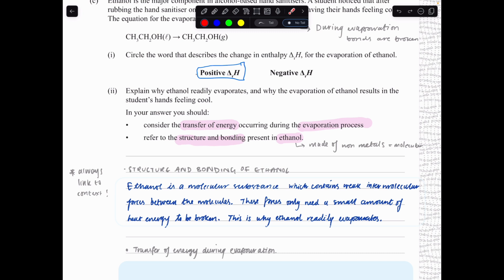So you've got to always link to the context, okay? We've talked about the structure, we've talked about the forces. Always refer to the forces which allow for the structure to be the structure that it is. And then talk about the weakness or the strength of these forces and how much energy is needed to break them. So structure and bonding, done.